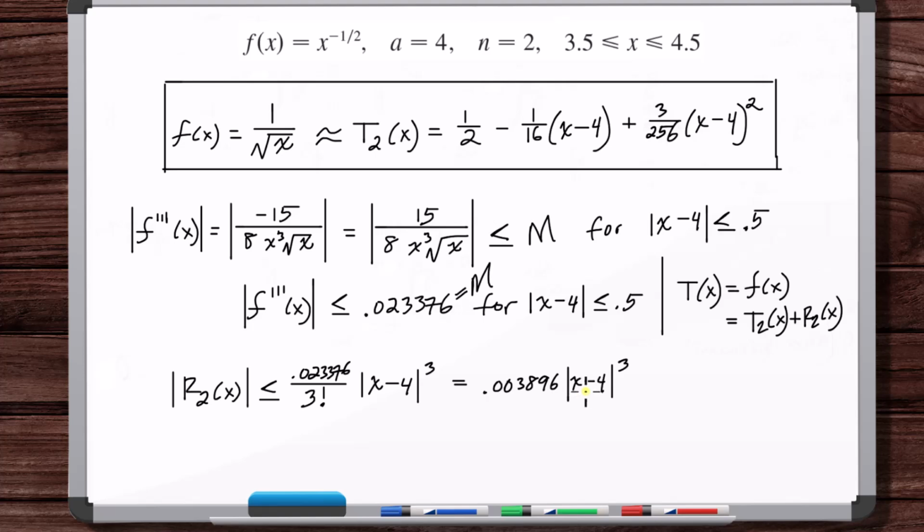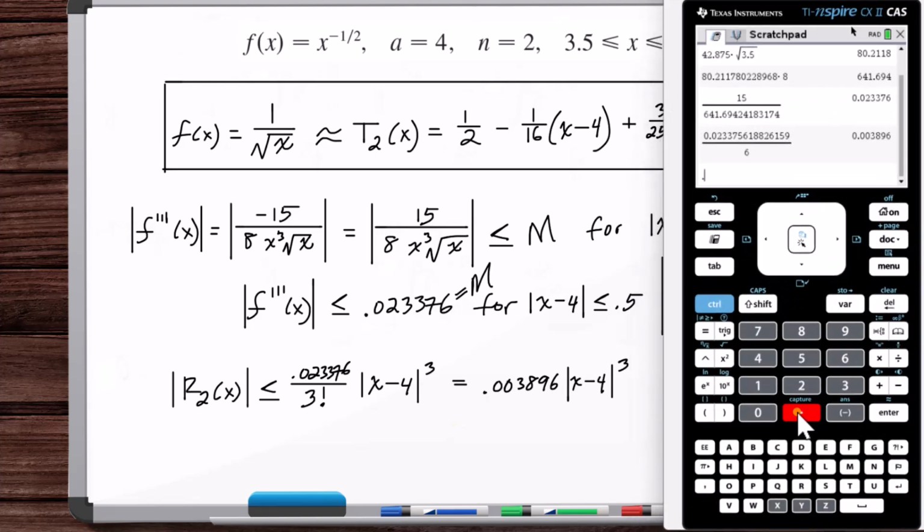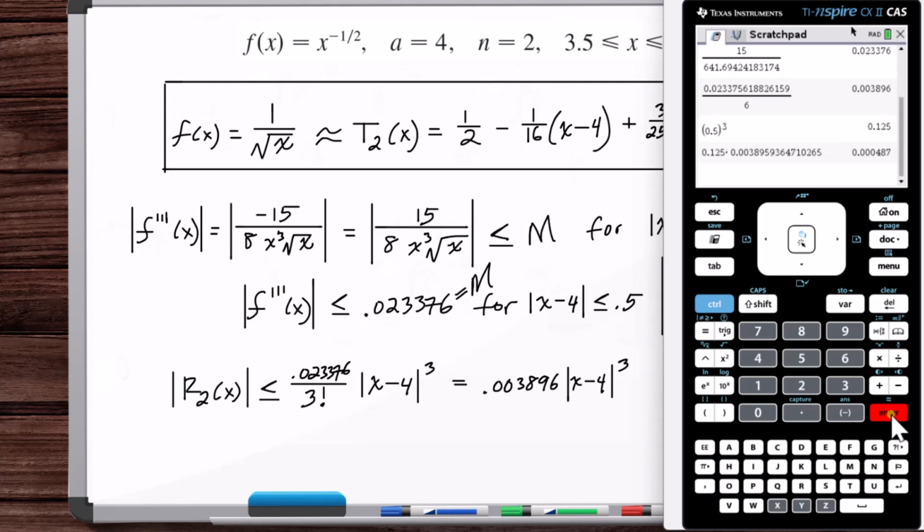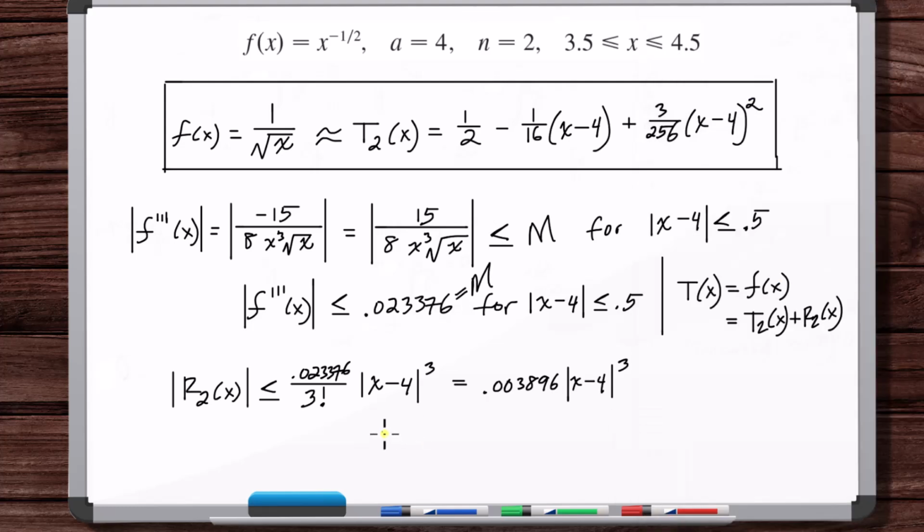Well, this is just going to be at the endpoints once again. We could choose any of the endpoints. The farthest we could go away from 4 is 0.5, so we'll just replace x minus 4 with 0.5. Okay, so if we do that, we get 0.5 cubed, and then times this, 0.000487. And there it is.